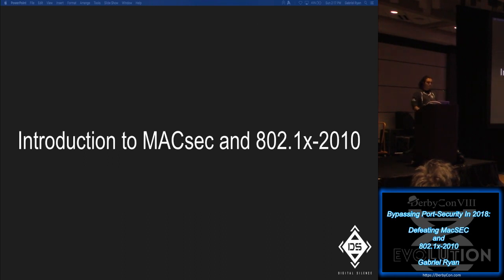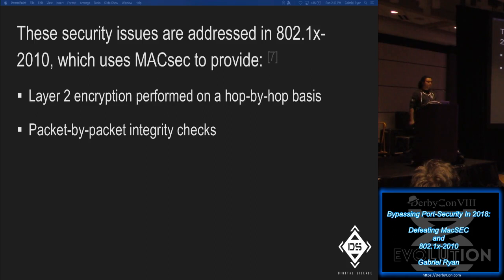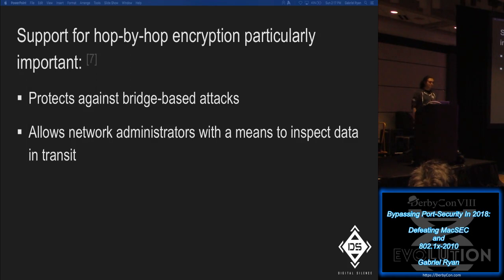The solution to this that was introduced was another amendment to the 802.1x protocol called 802.1x 2010, which uses a technology called MACsec to provide layer 2 encryption that's performed on a hop-by-hop basis, and also provides packet-by-packet integrity checks. So this is pretty cool because the hop-by-hop encryption allows you to protect against bridge-based attacks, but also allows you to keep inspecting that data as it's in transit. So it's good from the perspective of the network administrator. It's good from the perspective of trying to stop these attacks.